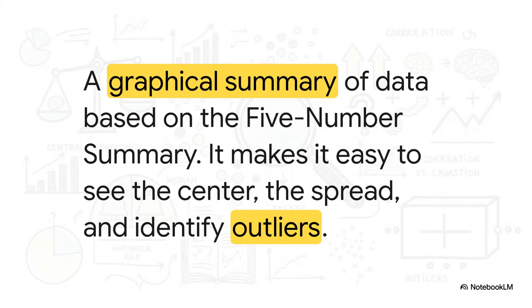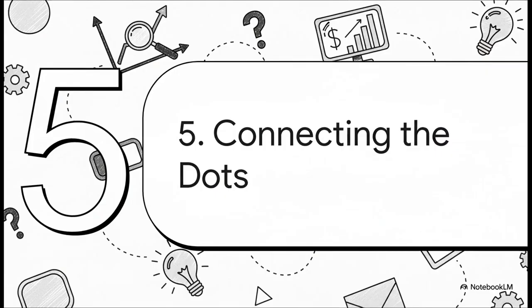And those 5 numbers are used to build a simple but incredibly powerful picture, the box plot. That box right in the middle, that's the central 50% of your data. The line inside is the median, and the little whiskers stretch out to the rest of the values. Any outliers just get shown as individual dots. So in a single glance, you can see the center, the spread, and any unusual data points. It's awesome.